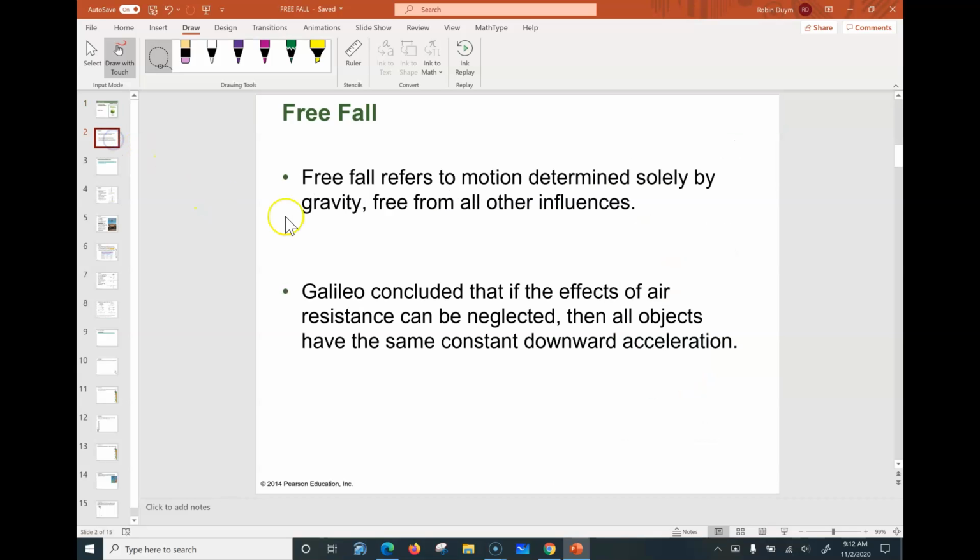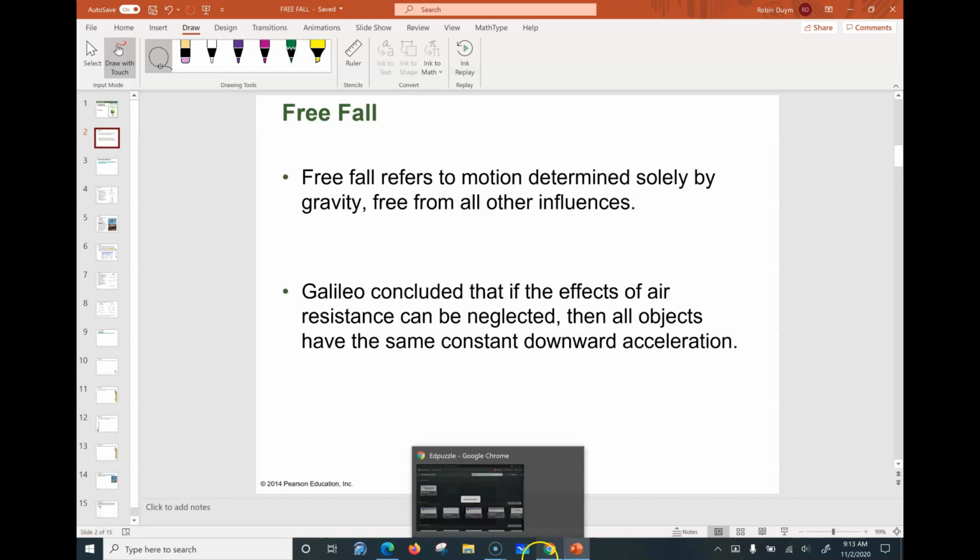So, free fall. Free fall refers to the motion determined by gravity. This force of gravity, which we'll talk about later in the course, is actually going to cause things to accelerate downward. Galileo was the first to really prove that in the absence of air resistance, all objects will accelerate at the same rate, regardless of their mass. So we're going to take a quick look at an Edpuzzle.